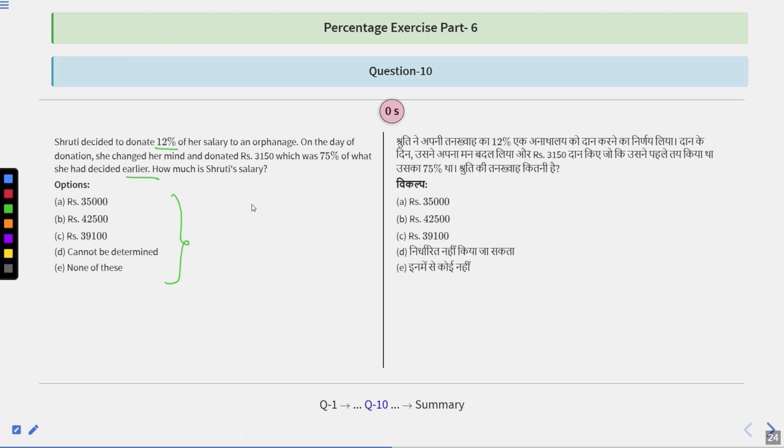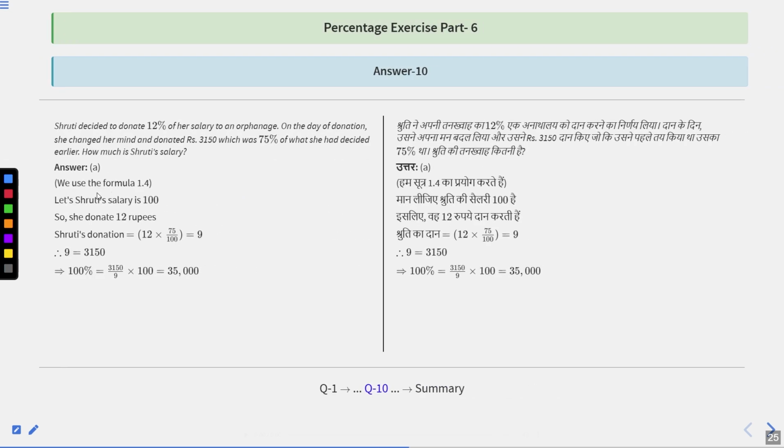Now time's up. Let's see the solution. Let Shruti's salary be 100 rupees. So what did she spend? She spent 12 rupees, because she decided to donate 12%. So she wanted to donate 12 rupees. But according to the question, on the day she was donating the money, she donated only 75% of what she had decided earlier.